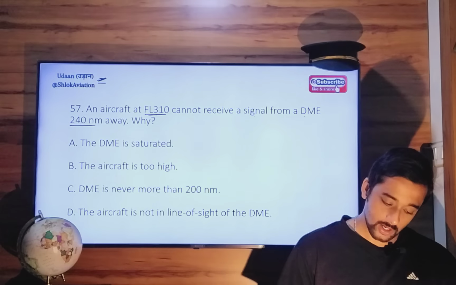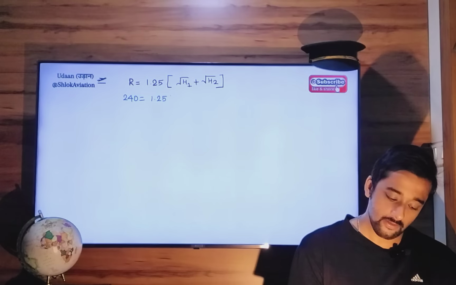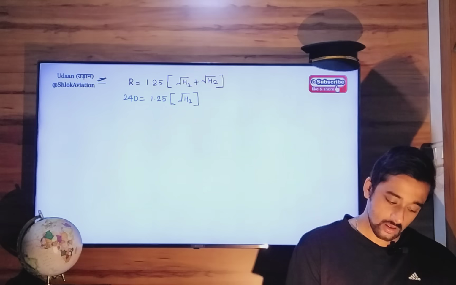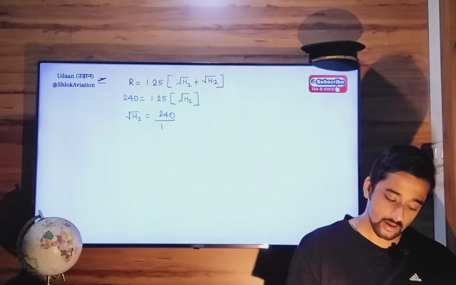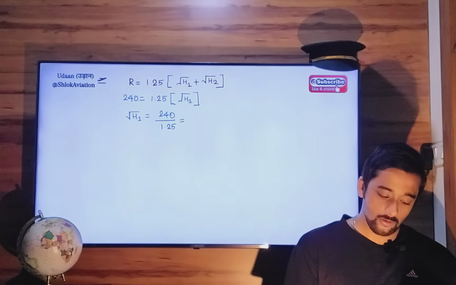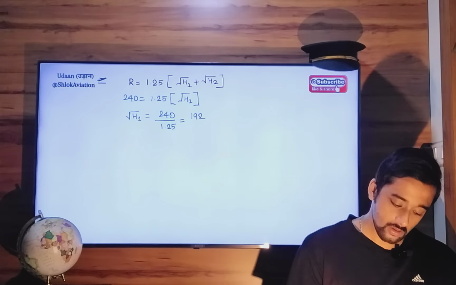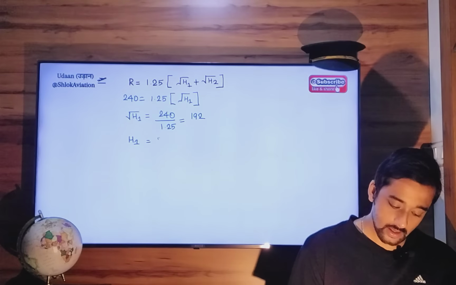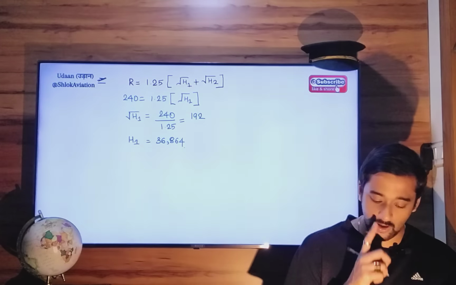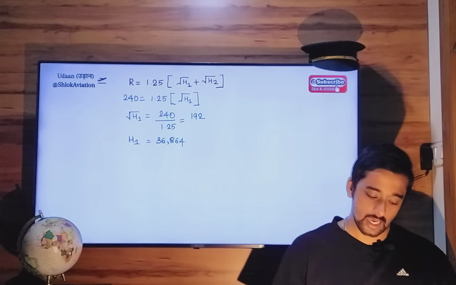So the range given in the question is 240 nautical miles, and the factor is 1.25. So H1 will be 240 divided by 1.25. 240 divided by 1.25 is 192. H1 will be 192 squared, which is 36,864. So that means your aircraft should be at least 36,900 feet above the DME station.